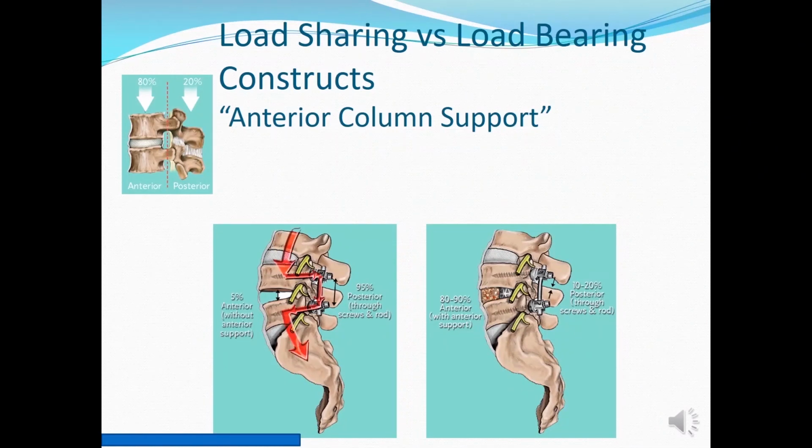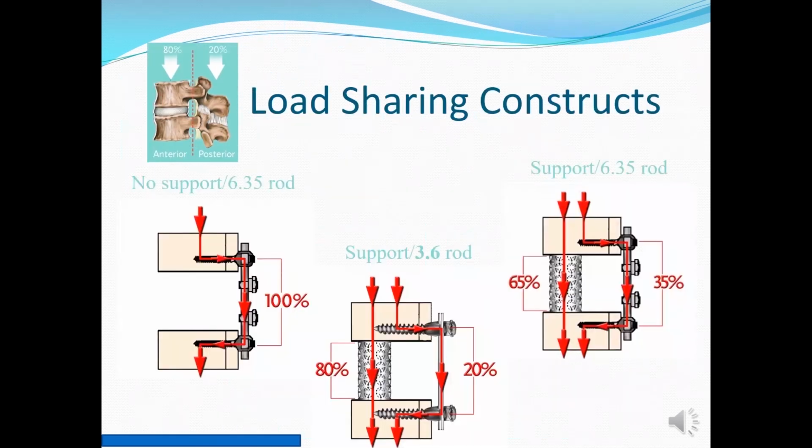As we said, normally the anterior column shares 80% of the loads, the posterior one 20%. If you use a posterior construct only without anterior column support, then it is almost 95% load bearing and failure will take place. If you support the anterior column, then it is more physiologic and biologic. 80% of the weight is transmitted anterior, while the posterior takes 20% of the loads.